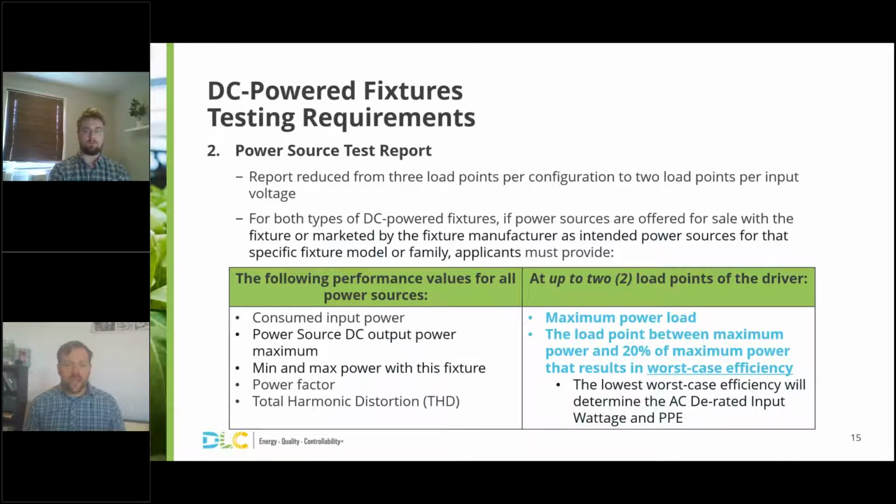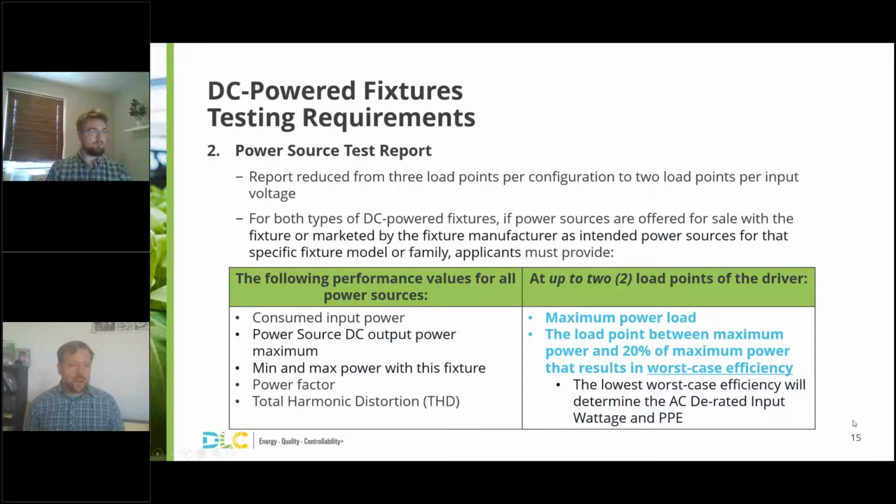So that's the maximum power load and the worst case efficiency between maximum power and 20% of maximum power. So you see we're getting away from gathering data on efficiency across the load curve and really trying to focus on the maximum rated output point and then the worst case point. Hopefully this is a simplification, and it really does focus on a worst case scenario, similar to other DLC ratings and technical requirements.